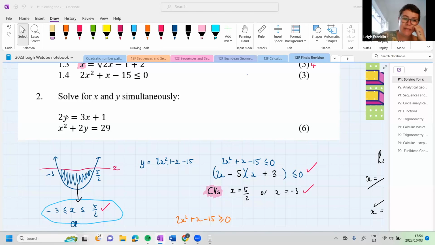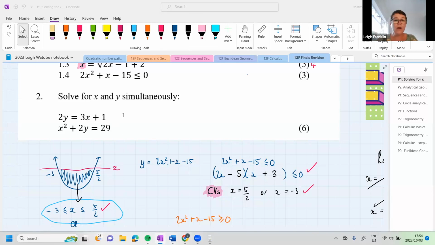Okay, so question number 2 is a little bit of a mean one. We've only got about 6 minutes left. So we're going to have to, well, it's not a mean one now, looking at it a little bit more carefully. We're going to have to get a move on here.